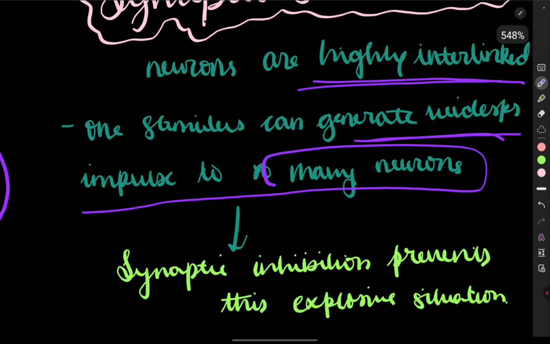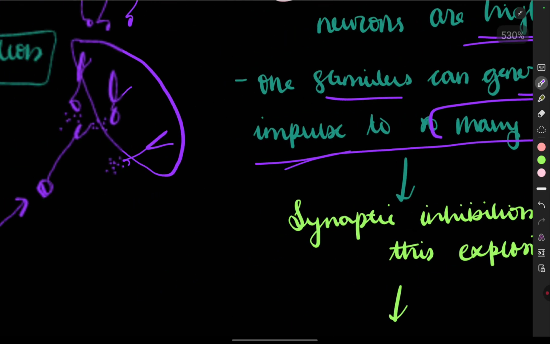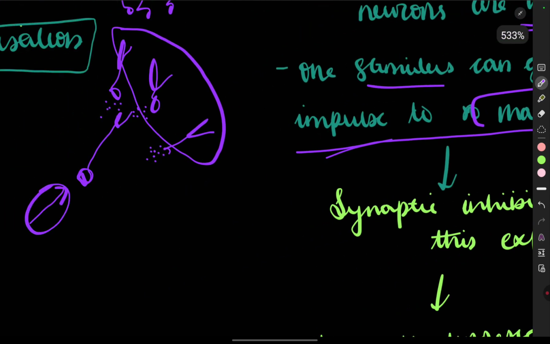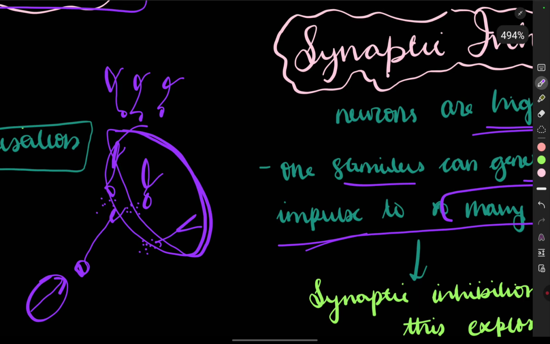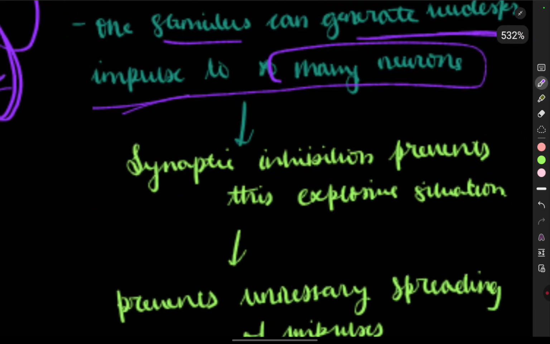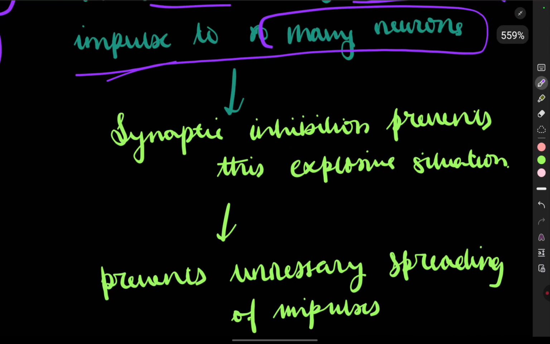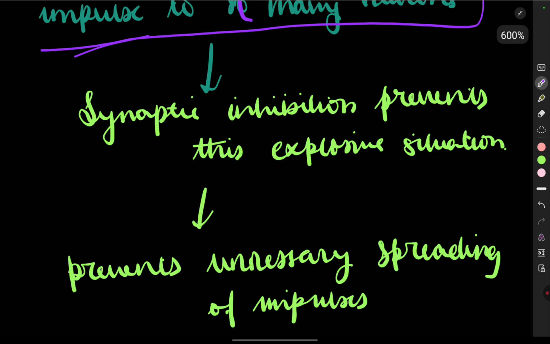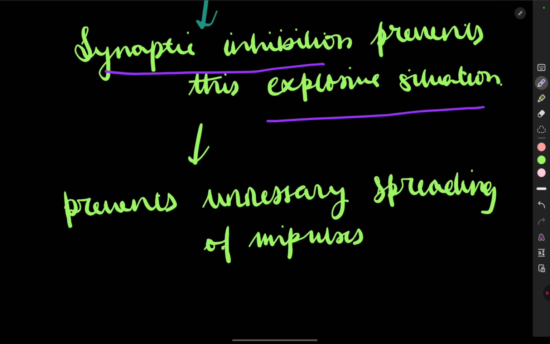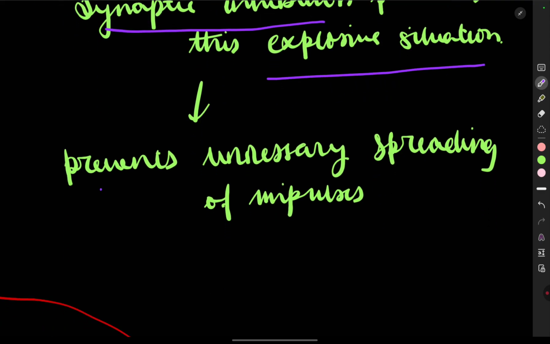The connection of neurons is so much, they are highly interlinked. One stimulus can generate a widespread impulse to many neurons. See, one stimulus is causing these many neurons and these many neurons to get activated, or the impulse is getting transmitted. Due to this an explosion can occur, which might not be required. So synaptic inhibition is very much necessary in this case. Synaptic inhibition prevents this explosive situation. It prevents the unnecessary spreading of the impulses.